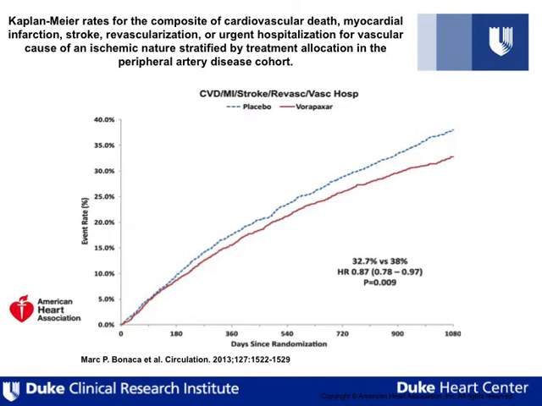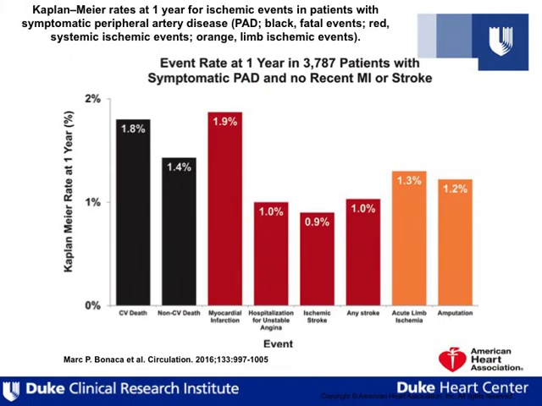And then again, a combined primary endpoint of cardiovascular death, MI, stroke, as well as revascularization or urgent hospitalization for vascular cause, you can see, again, a statistically significant result here. So in general, acute limb ischemia, peripheral revascularization, and urgent hospitalization for vascular cause, all statistically significant and favoring Vorapaxar in this population.